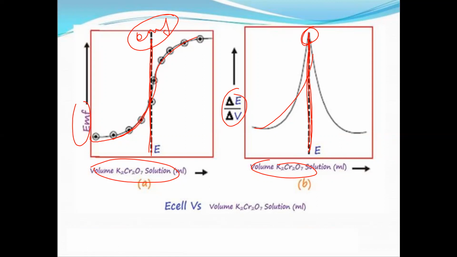So this is about redox titrations. The process is the same: after completion of the titration, you draw the graph between the EMF values obtained from the potentiometer and the volume of potassium dichromate. Or, if you want an accurate endpoint, you can draw the graph between delta E by delta V versus potassium dichromate volume.